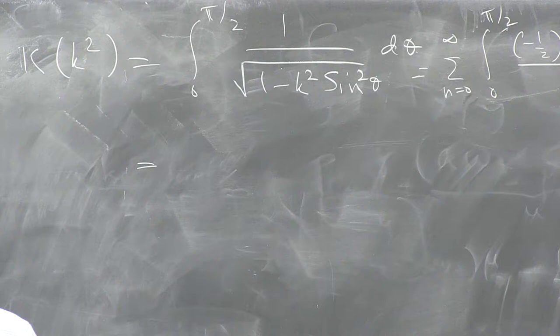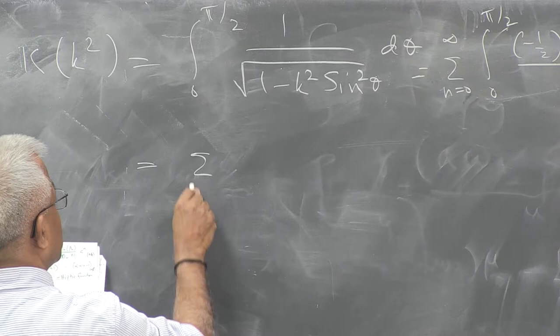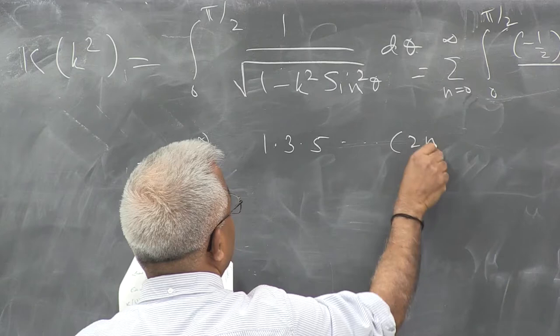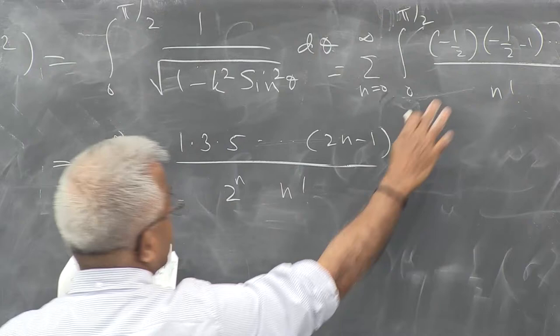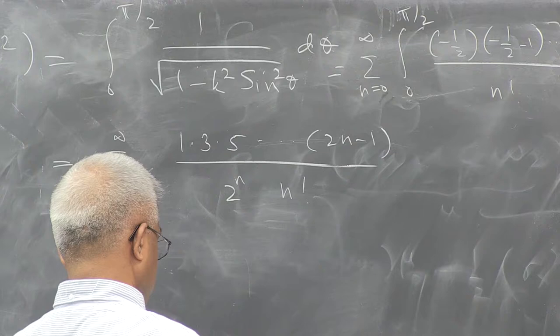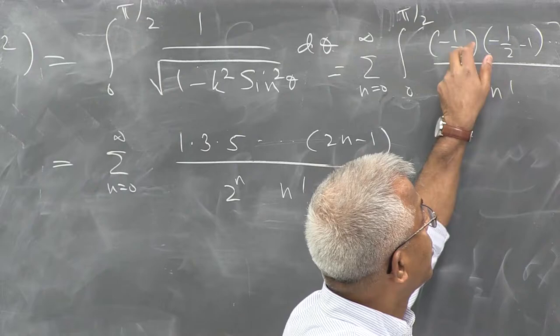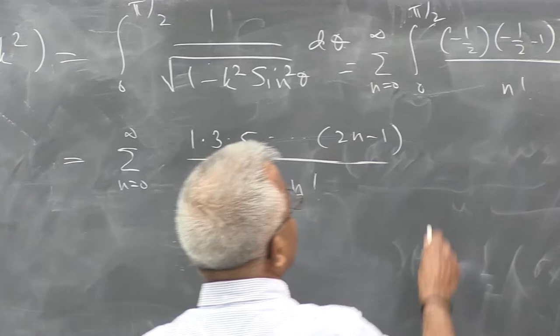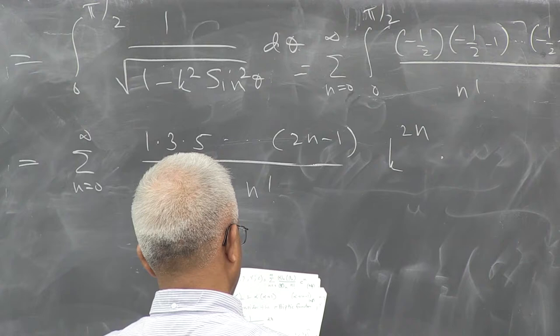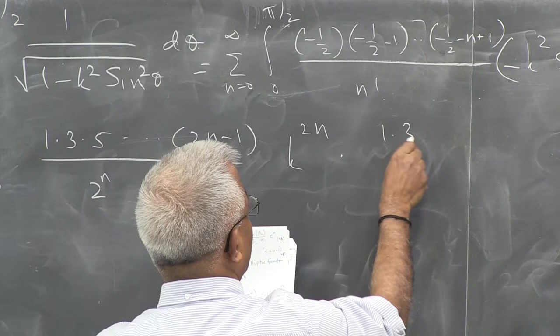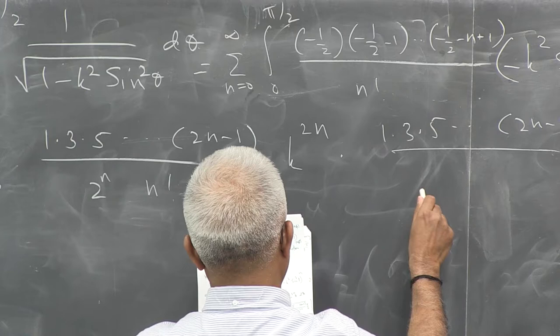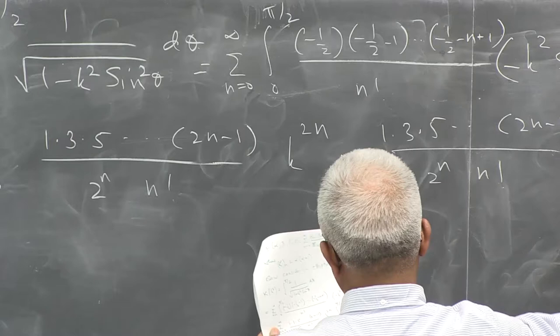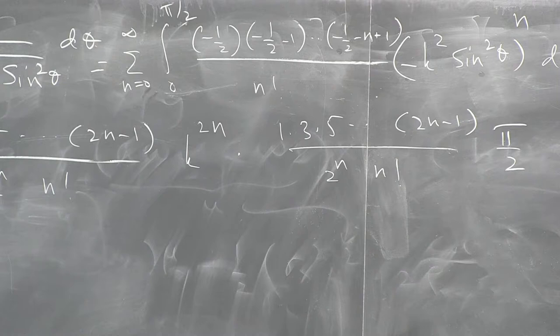And then if you substitute those results, this can be written as summation n equal to 0 through infinity, 1, 3, 5, up to 2n minus 1 over 2n over n factorial. That's from here. Because you have minus 1 to the power n, minus 1 to the power n, so the minus cancels off. And then you have k to the power 2n. And then integral 0 to pi by 2 sine 2n theta is 1, 3, 5, again, 2n minus 1 over 2n n factorial multiplied by pi by 2.